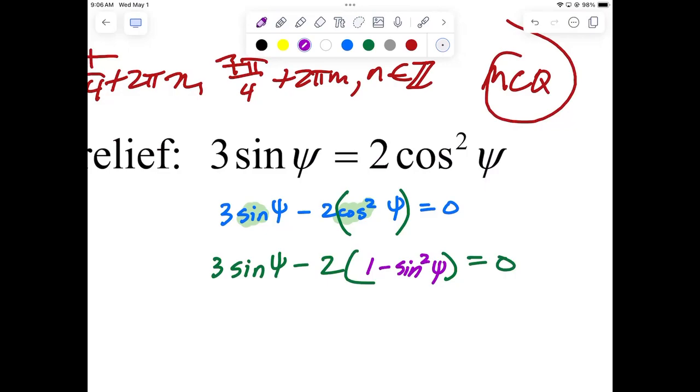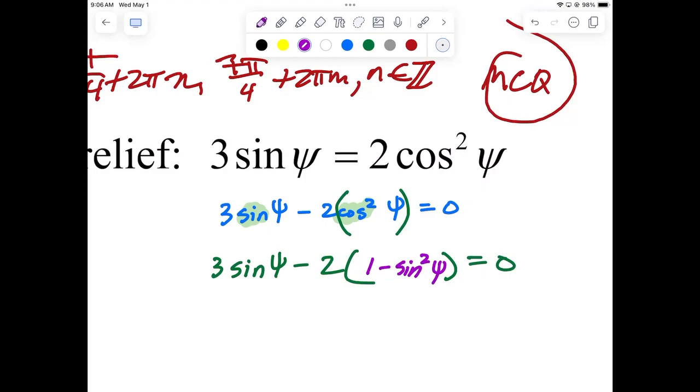Right? So here's what you need to know about the PIDs. You not only have to have them memorized, but you need to be aware that you can write cosine squared in terms of sine squared and vice versa. You can write secant squared in terms of tangent squared and vice versa. And you can write cosecant squared in terms of cotangent squared and vice versa.